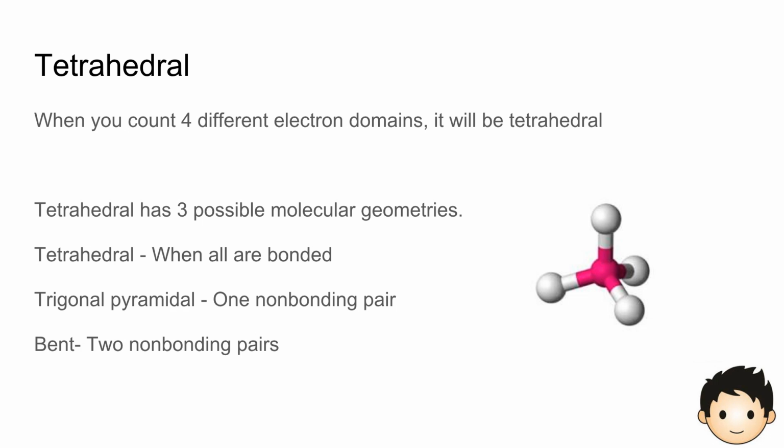Tetrahedral is when you have four electron domains, and tetrahedral is going to have three possible molecular geometries. There's the tetrahedral, which is when all of them are bonded together, like this example right here. Trigonal pyramidal, which only has one non-bonding pair. And then bent is when there's going to be two non-bonding pairs.